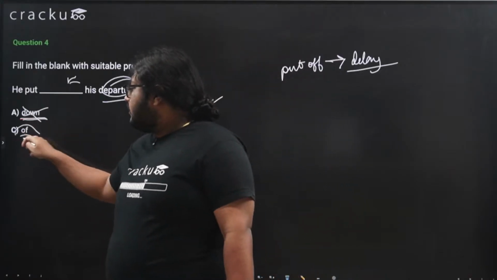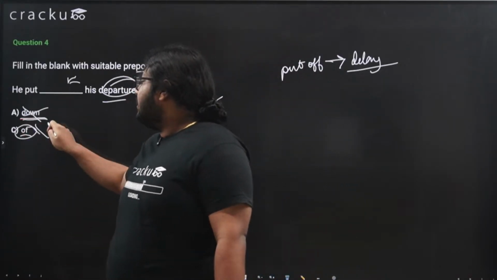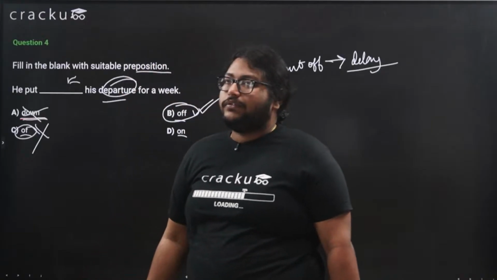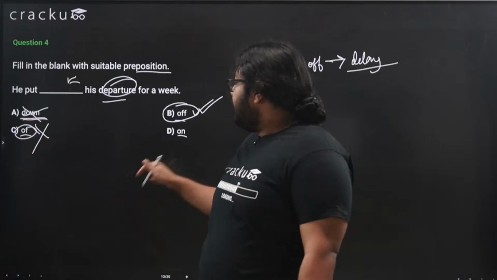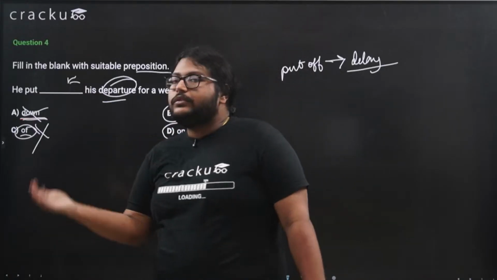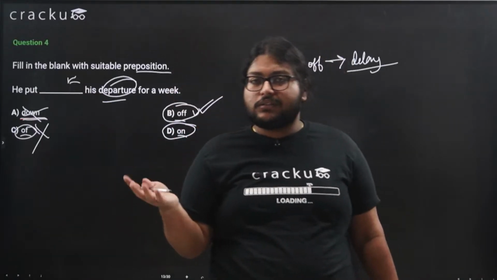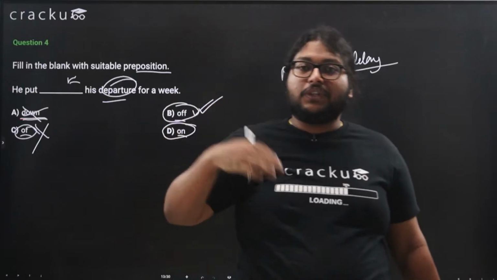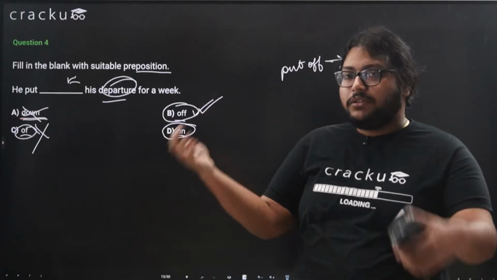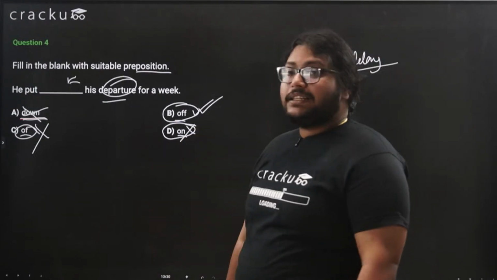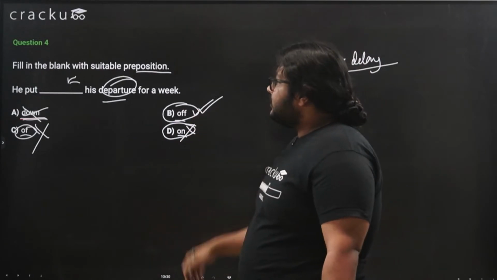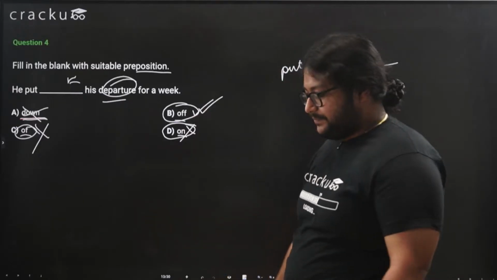Put of, with a single F, is not a valid phrasal verb. It essentially means nothing. And put on means to wear something, like he put on the clothes, or like I put on a few kgs, like I put on weight. So like to wear something. That is again not what the sentence wants. Clearly option B, off, should be the correct choice here.